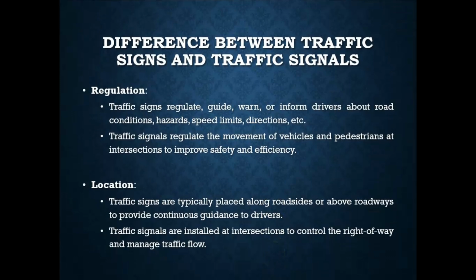We also have regulations. Traffic signs are meant to guide, to warn, to regulate or inform drivers about road conditions, hazards, speed limits, and directions. But traffic signals regulate movement of vehicles and pedestrians at intersections to improve safety and efficiency. So traffic signals focus more on the point of intersection, but traffic signs do not focus much on intersections. They can be anywhere on the road, whether at an intersection or not. You always see different traffic signs at every part of the road.